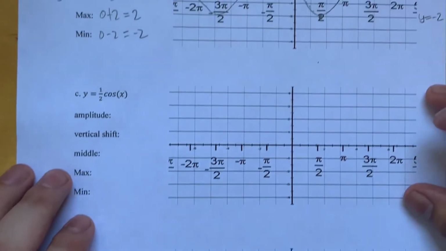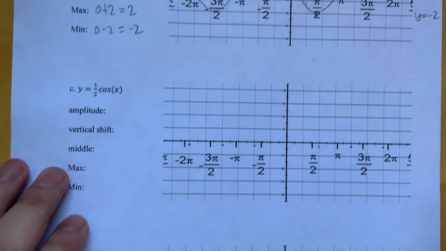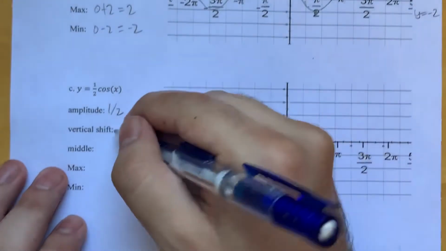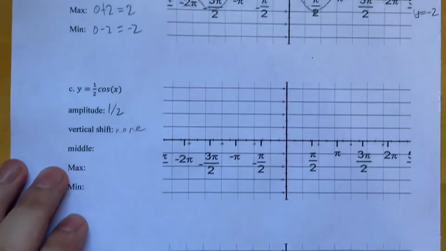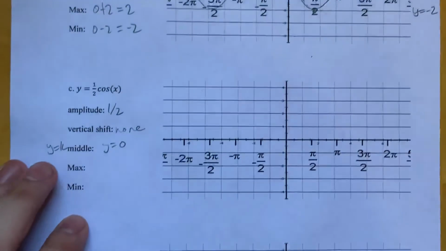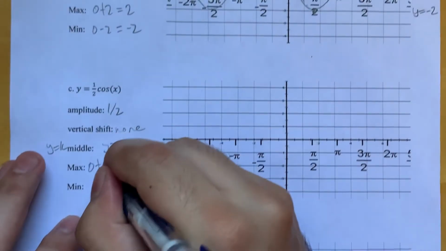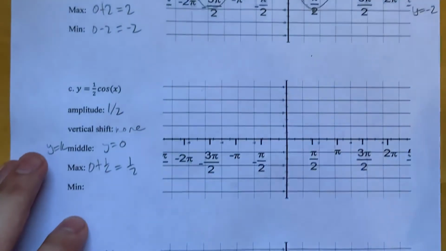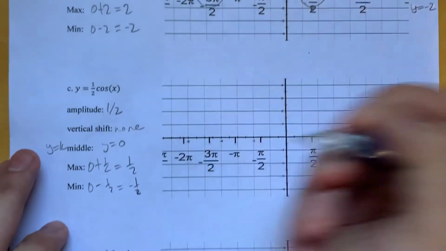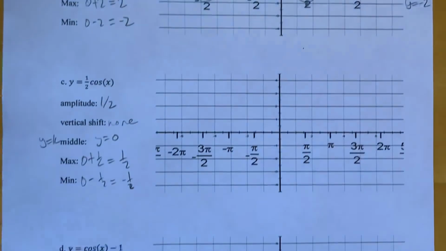All right, let's do the next one. Amplitude is gonna be 1/2. Vertical shift is gonna be none again. Middle, y equals k, which equals y equals 0. Max is going to be 0 plus 1/2, which gives us 1/2. Min is going to be 0 minus 1/2, which equals -1/2. So you can already tell that it's going to be shrunk because it's less than 1, right?